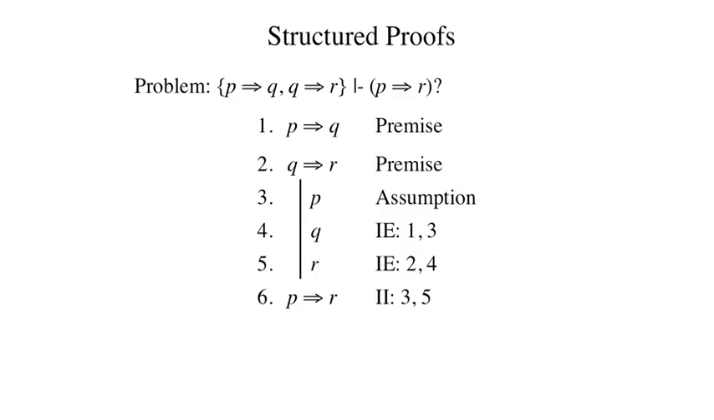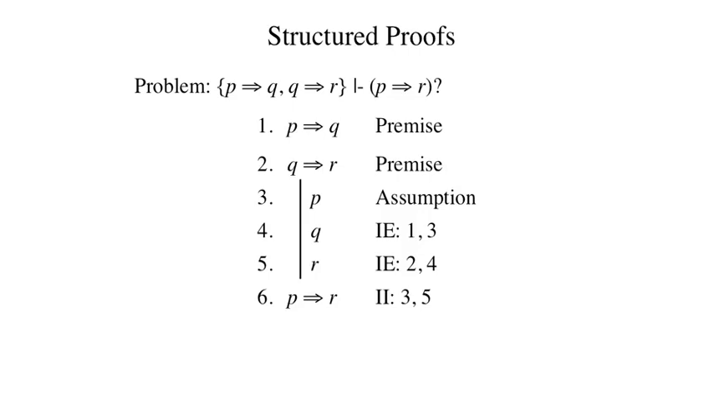The structured proof shown here illustrates this. On line 3, we begin a subproof with the assumption that P is true. Note that P is not a premise of the overall problem. In a subproof, we can make whatever assumptions we like without contaminating the outer proof. From P, we derive Q using the premise on line 1, and from that Q, we prove R using the premise on line 2. And that terminates the subproof.